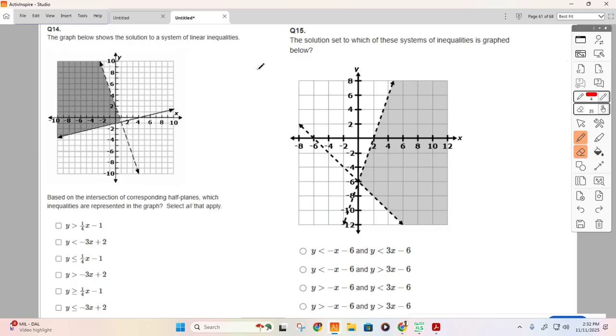All right, I'll stop it. All right, this graph below shows the solution to a system of linear inequalities. Based on the intersection of corresponding half planes, which inequalities represent this graph? And when it says select all, which I think on the test they actually give you a number of, there's gonna be either 2 right answers or 3 right answers. They don't really do a whole lot of select all.